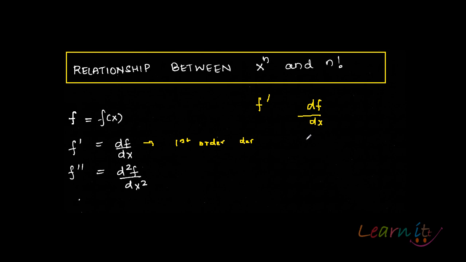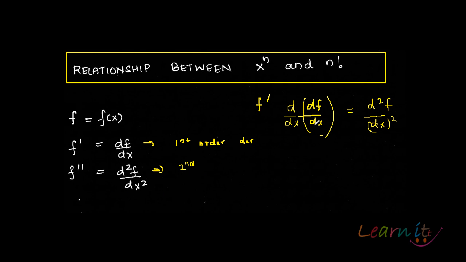Now, when we differentiate df by dx again with respect to x, what do we get? We get d square f upon dx whole square, right? That's something that we call the second order derivative. It's the derivative of the derivative. It's called the second order derivative. It's the derivative of the derivative.